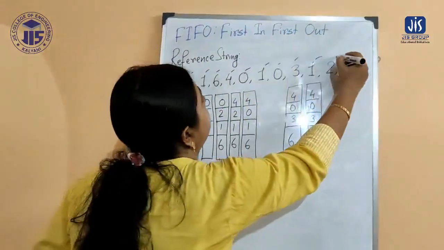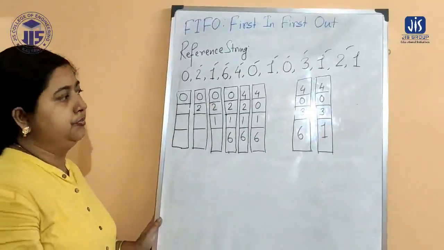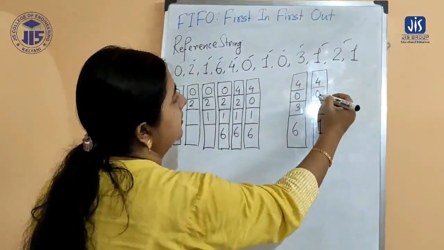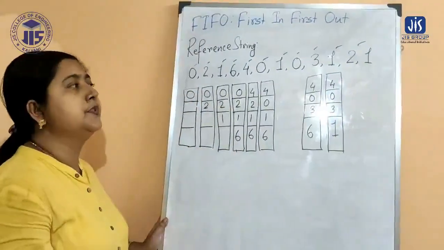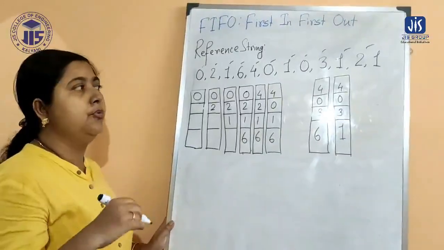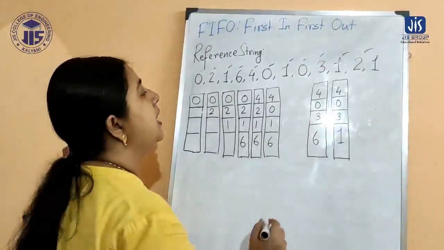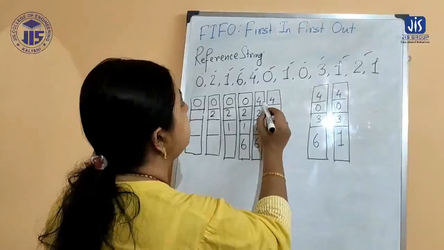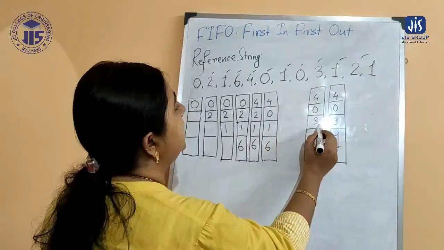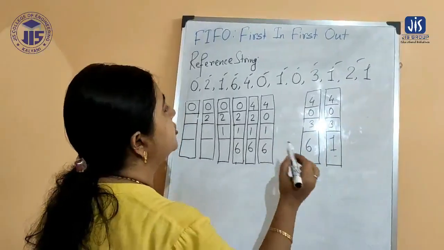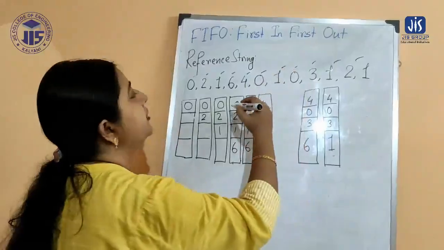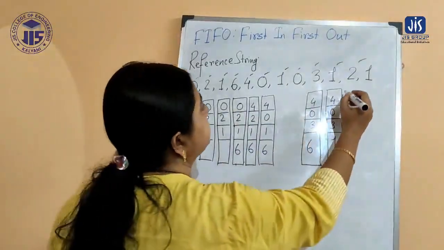Now again we have 2. So again searching for the reference, but 2 is missing. So 2 is again going to replace the frame which came in first. Among these, you can see 4 is here, 0 is here, 3 is here, 1 is here. So obviously 4 is the oldest one. So 2 is going to replace 4.